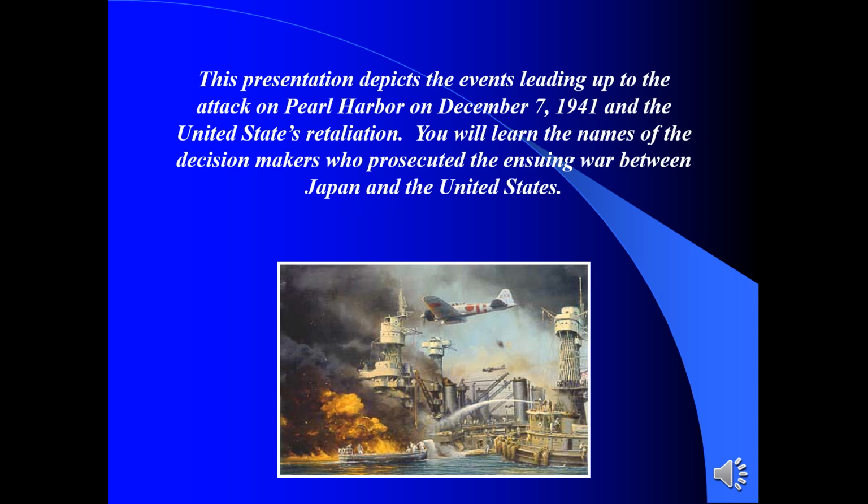This show depicts the events leading up to the attack on Pearl Harbor by the Japanese Imperial Air Force in December of 1941, which caused the United States to declare a state of war between the two nations. This presentation will disclose who the major players were in the conduct of the war and raise the question, should the United States have anticipated the attack?